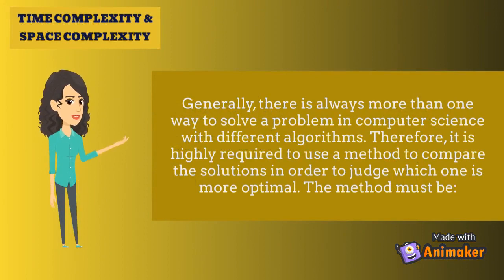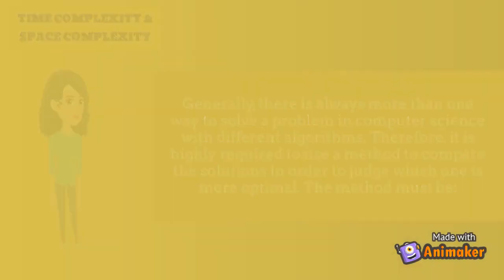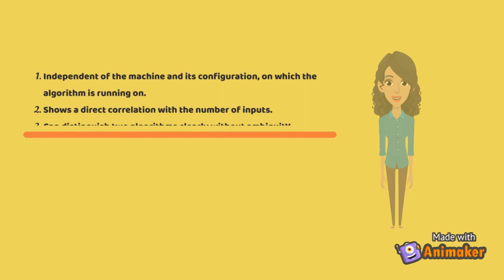Generally, there is always more than one way to solve a problem in computer science with different algorithms. Therefore, it is highly required to use a method to compare the solutions in order to judge which one is more optimal. The method must be, first, independent of the machine and its configuration on which the algorithm is running. Next, it shows a direct correlation with the number of inputs. And the last one, it can distinguish two algorithms clearly without ambiguity.